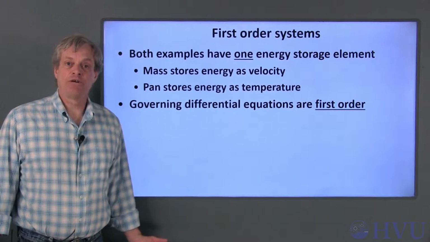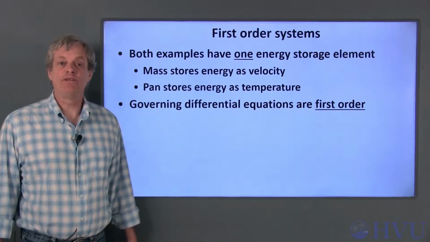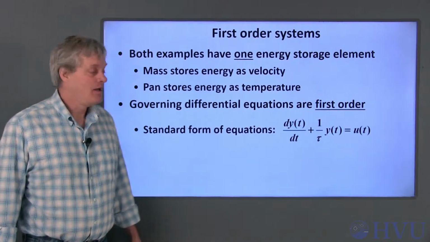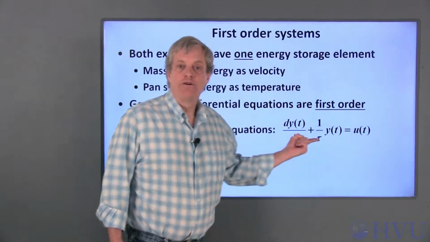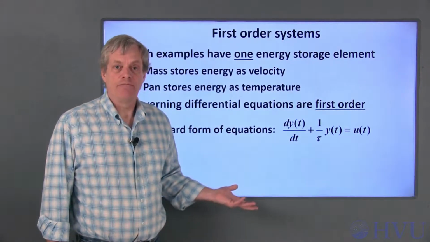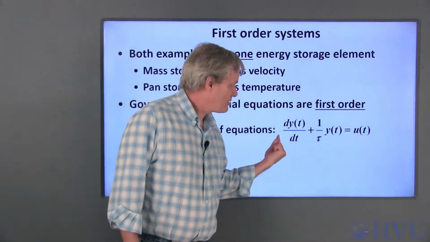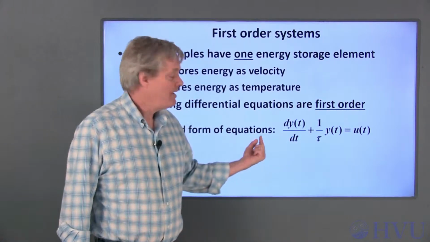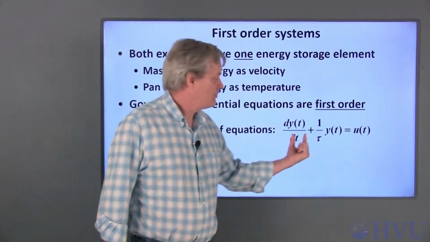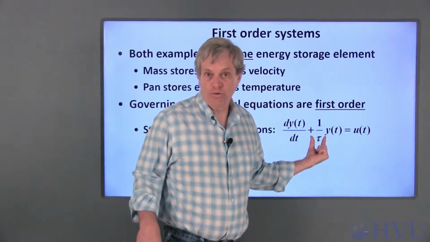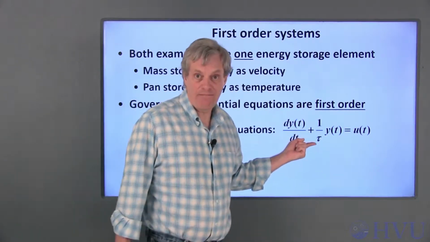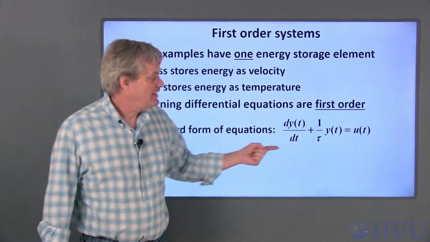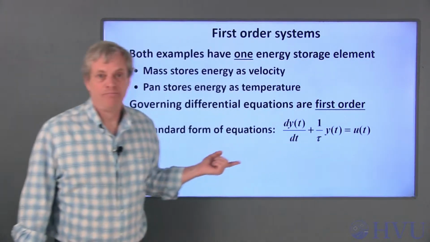The order of the differential equation governing a system is equivalent to the number of independent energy storage elements in the system. This is what I'll call the standard form of a first-order differential equation. In this form, the multiplicative factor on the highest order derivative, dy/dt, is equal to 1. If this term is 1, then the multiplicative factor on the 0th order derivative is 1 over the time constant. By writing the differential equation in this form, we can immediately see the time constant of the circuit.